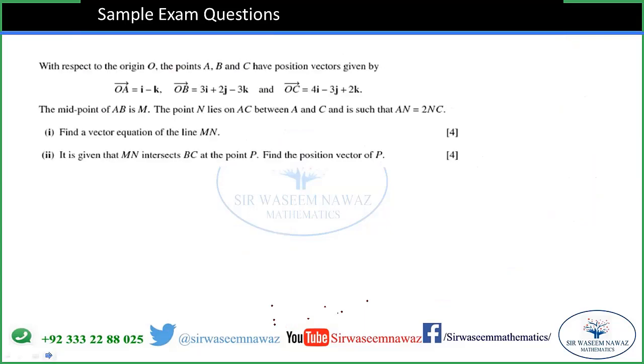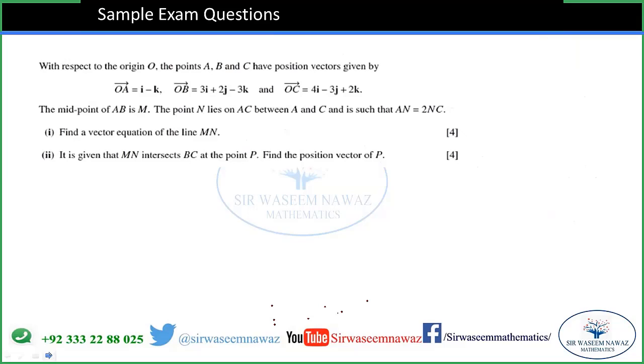Right? There is one more question. You can see that with respect to the origin O, the points A, B, and C have position vectors given by OA, OB, and OC. The midpoint of AB is M. The point N lies on AC. Yes, this is a similar question to what you have encountered in your AS as well. There were so many questions like this in your AS.